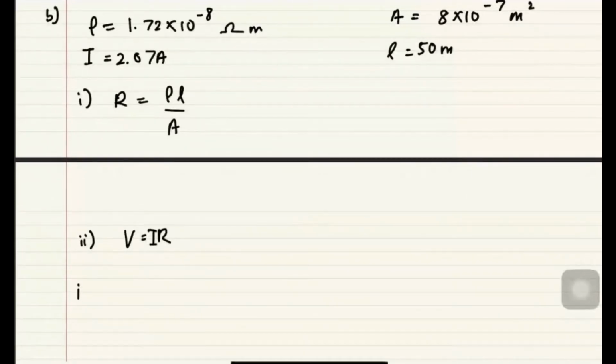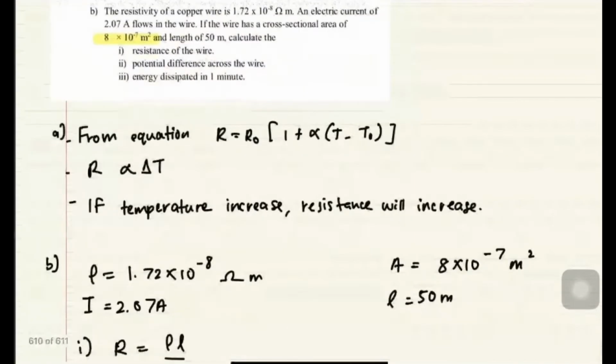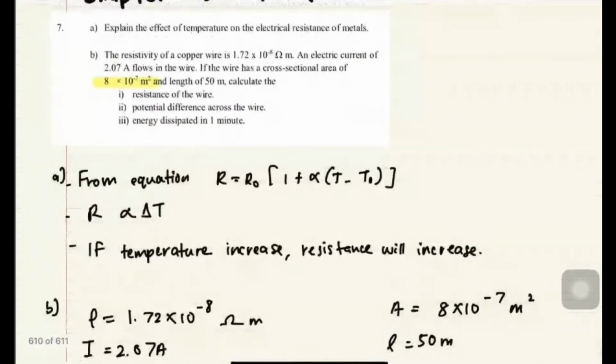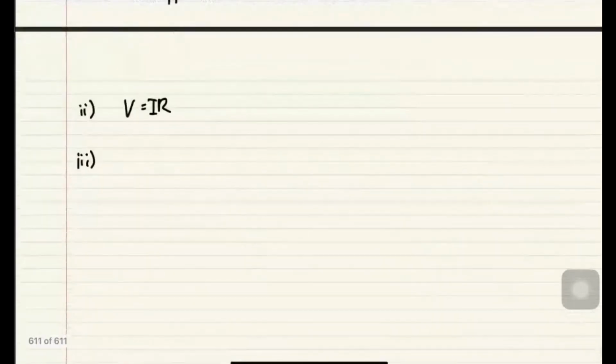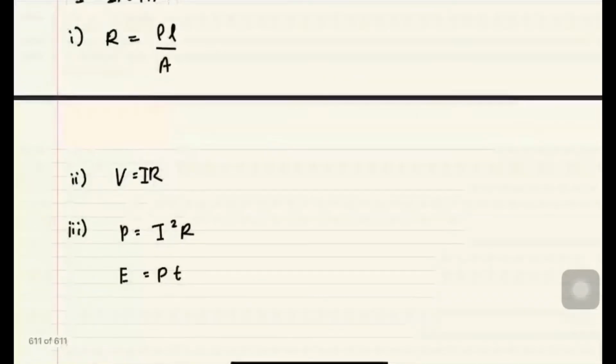The third question asks you to find the energy dissipated in 1 minute. Basically, you want to use E equals PT, energy equals power times time. So power dissipated times time gives you energy. To find the power, you have to use P equals I squared R. Find the power first, and once you get that, you can apply the formula for E. You did it this way, but the answer is not the same, right?